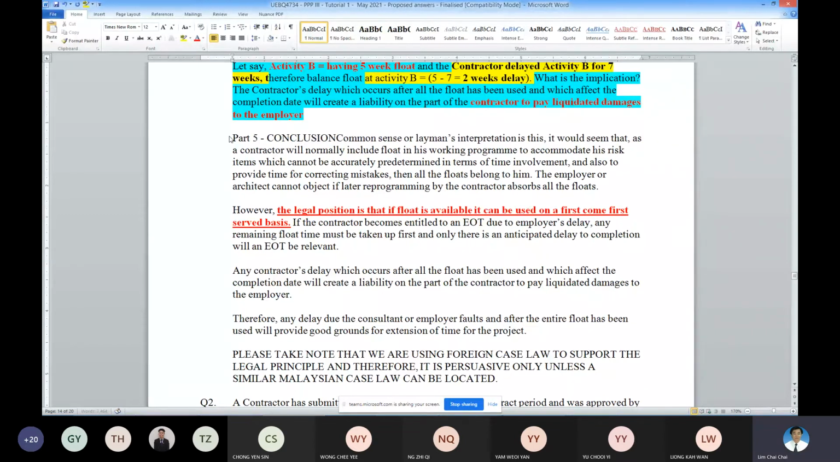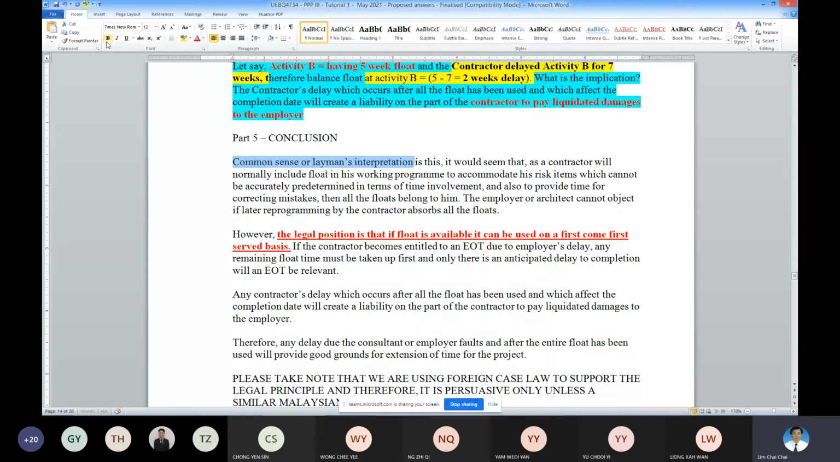Part 5, conclusion. Common sense interpretation is one angle, but it is no good. Here I put common sense interpretation. You can put it there, but it is a no good interpretation. What you need is the legal interpretation. This is the one that you have to look into.